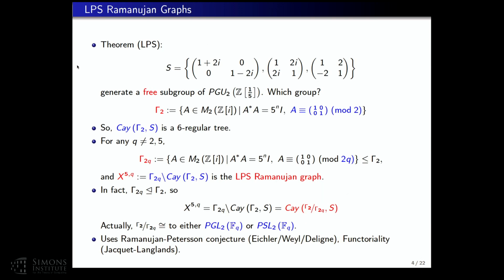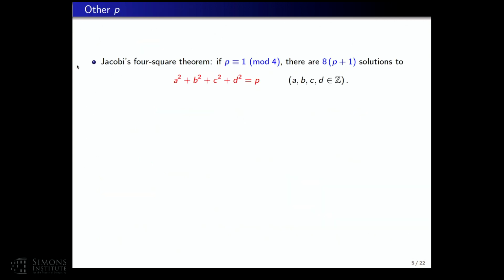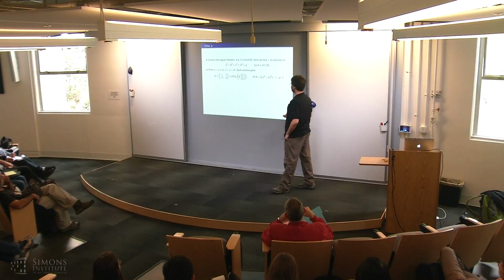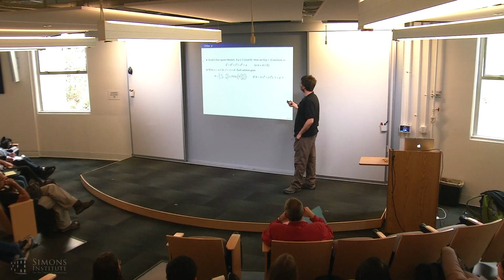So until now I did everything for 5, but what they did applies to any prime which is congruent to 1 mod 4. And what they do, they apply Jacobi's four square theorem, which tells you that for primes of this form, there are 8(p+1) solutions to this. So 8(p+1) ways to write p as a sum of 4 squares. And for each solution like this, you can get a matrix like the one we want. You take alpha equal a plus bi, beta equal c plus di, and then you put alpha, beta, and you complete it to a unitary matrix by adding minus beta bar, alpha bar, and you get a matrix which has this property, alpha star alpha equal p.